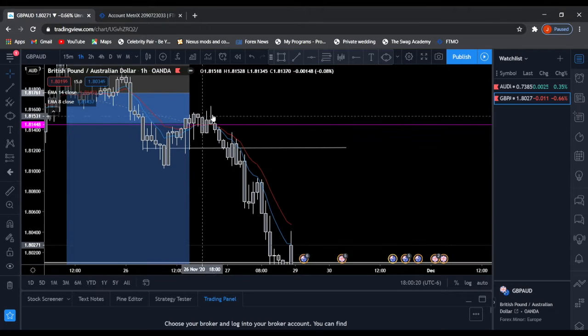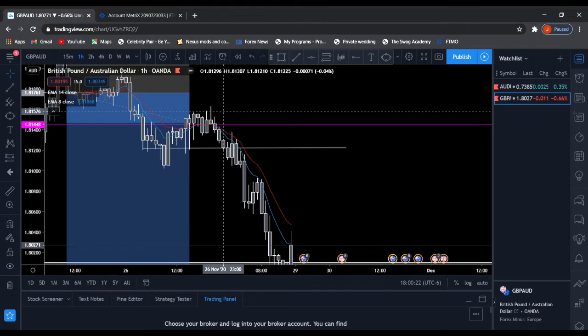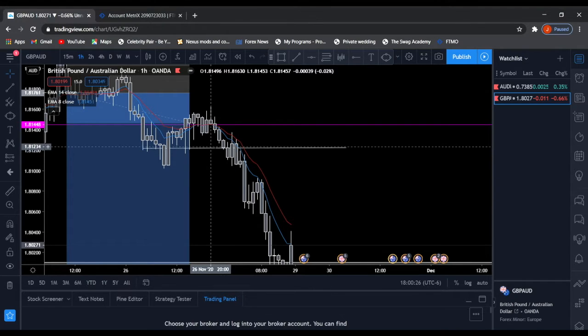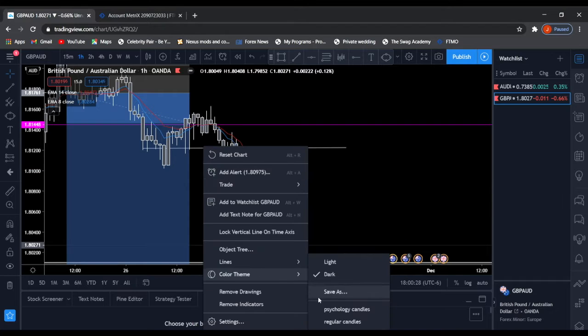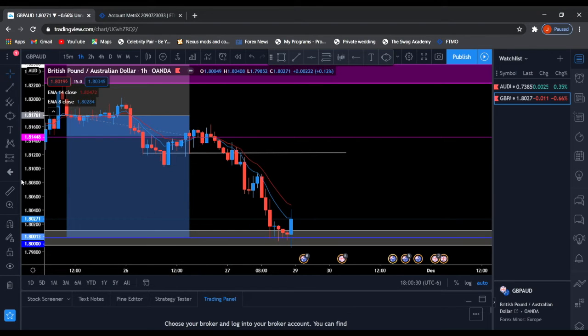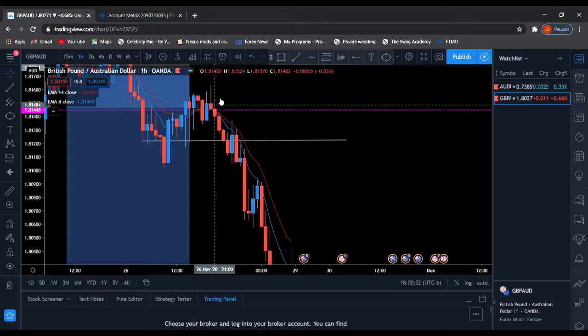So once it broke and retested, it continuated with this candle. So I entered right here. So let me change my color theme back so y'all won't get confused. Broke right here, retested the moving average and the daily resistance.